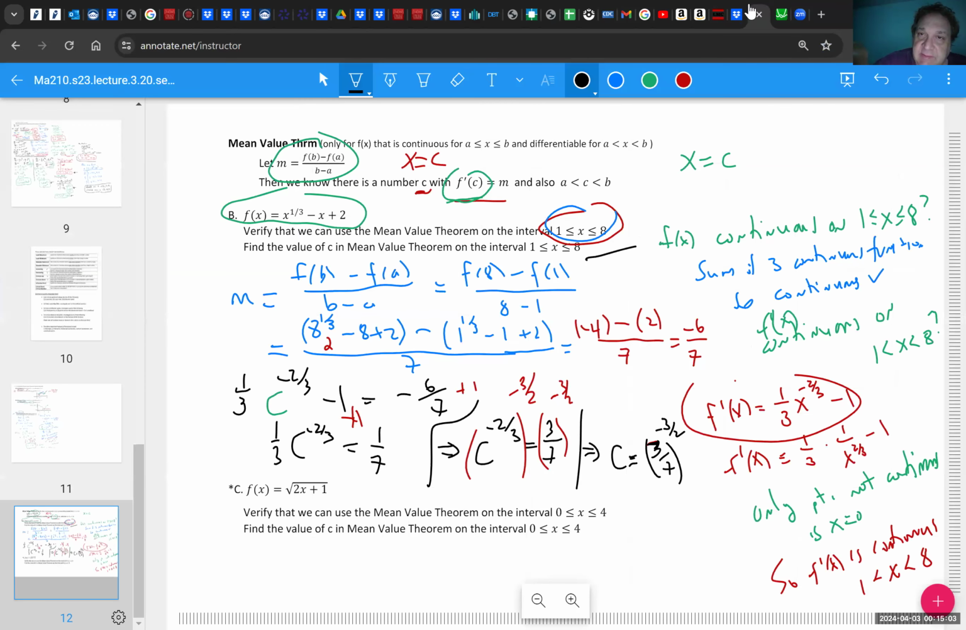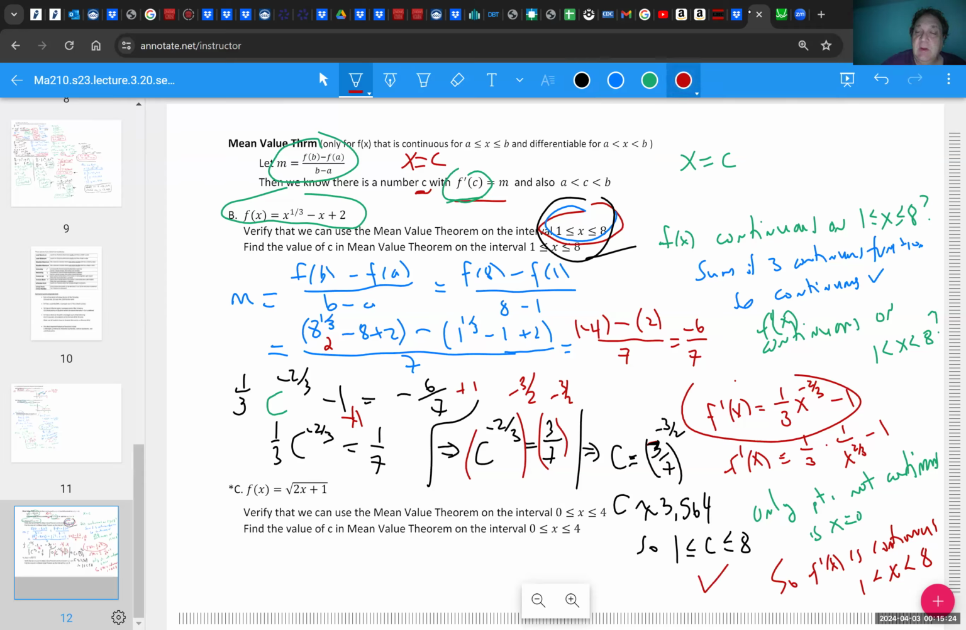So c is 3.564 approximately. Is that within our interval? Yes, it is. Our interval is 1 to 8. So we know that c is between 1 and 8. I'll just write c here since we know the value of c. And that's what we're supposed to do.